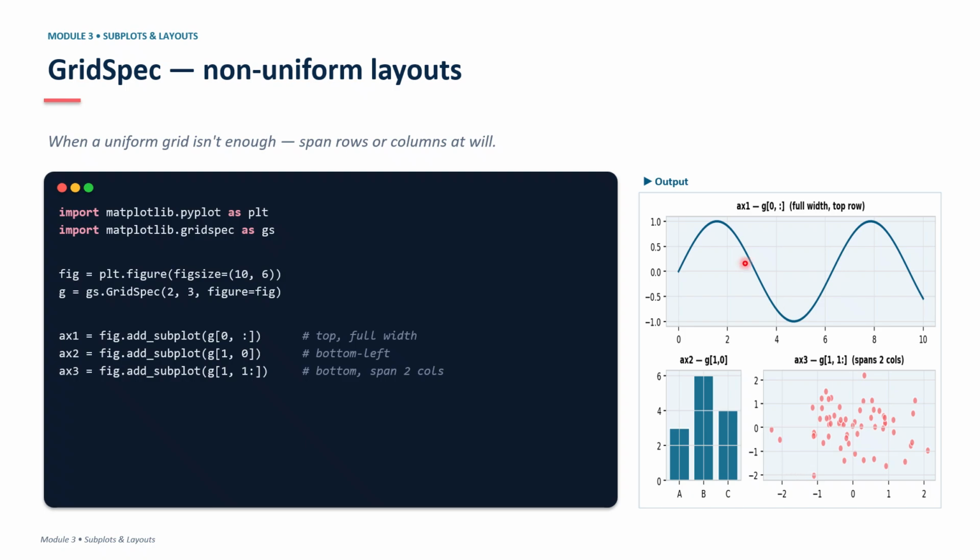And now the result is what you have here as the output. The top is a wide sine wave which is spanning the full width, that is axis 1, and the bottom left is the small bar chart which is axis 2, and the bottom right you've got a wider scatter plot which is spanning the 2 columns, that is axis 3. As a use case, scientific papers can often use GridSpec to have a large main figure with smaller annotation figures beside and below it.